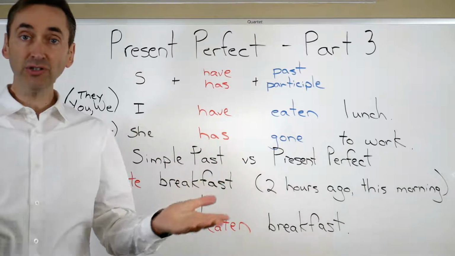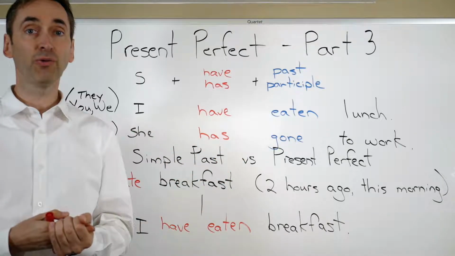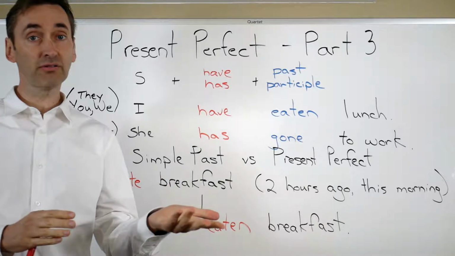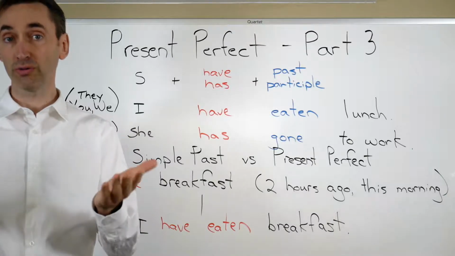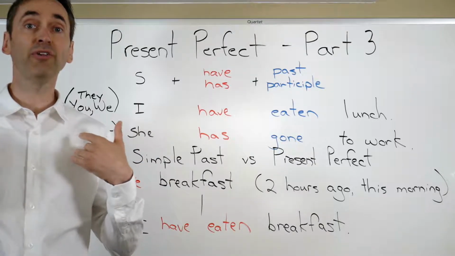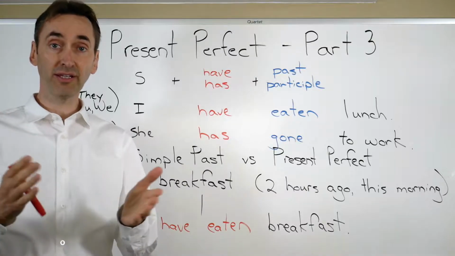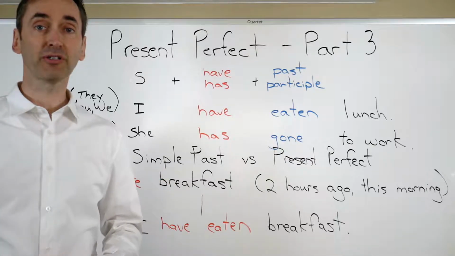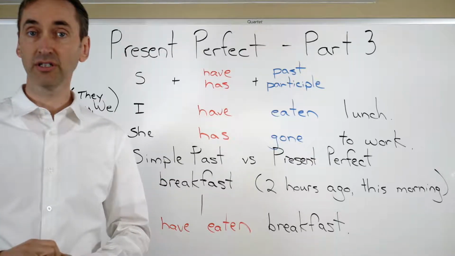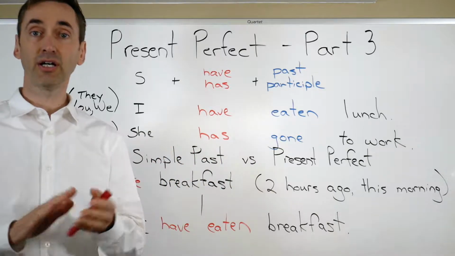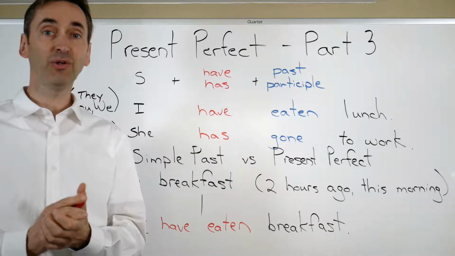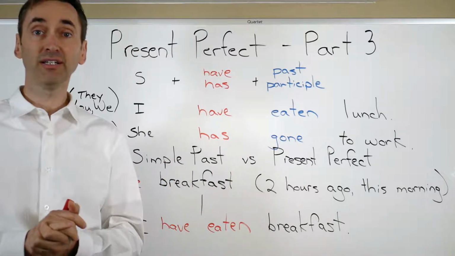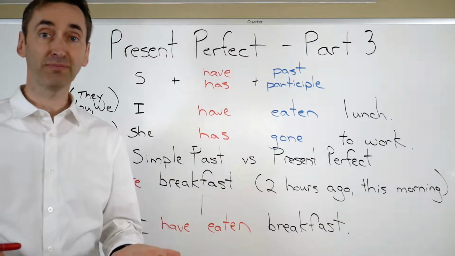There's no information about when this happened. We have no idea when this happened. Perhaps it doesn't matter, or perhaps we don't know. In any case, we don't have any information about that. All we know is that this has completed, this is done. That is present perfect. So I've eaten breakfast. You can say it very quickly, very short, and you can describe something that is completed and no other information. We don't know anything else about it.